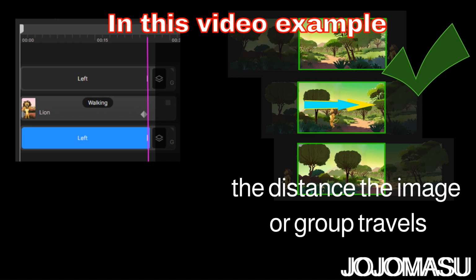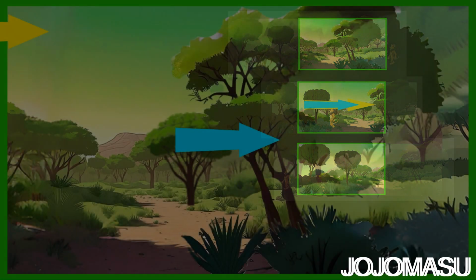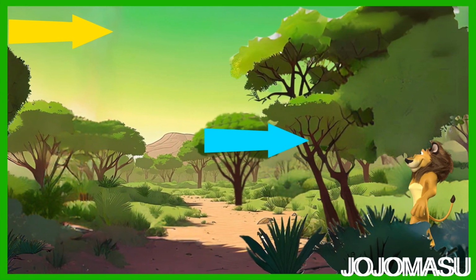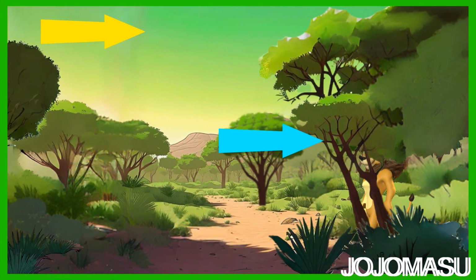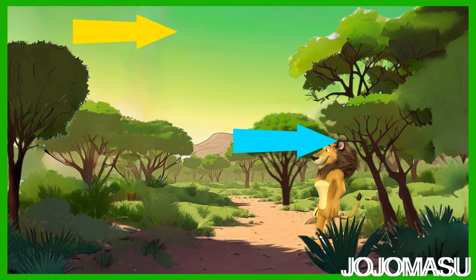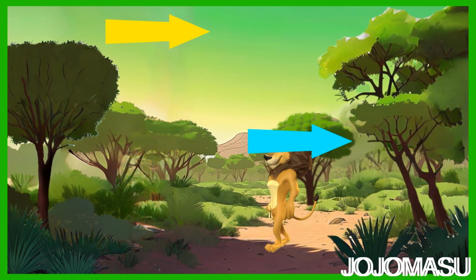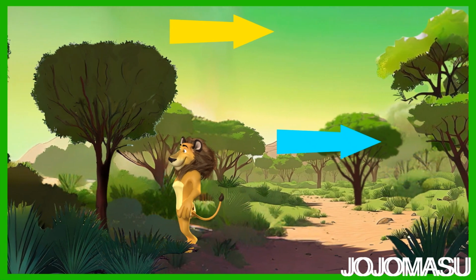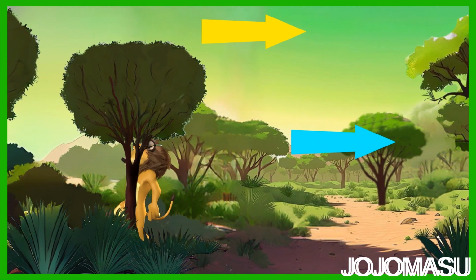We will illustrate the difference of the speed in the next section using arrows in the same colors that we've seen earlier in this tutorial. As you can see here, the yellow arrow which represents the foreground is traveling faster than the aqua arrow which represents the background.